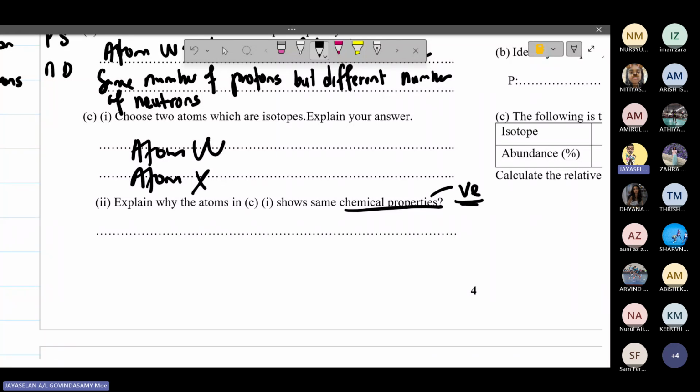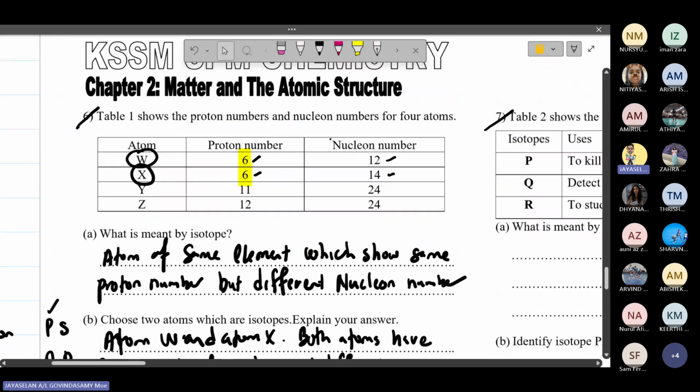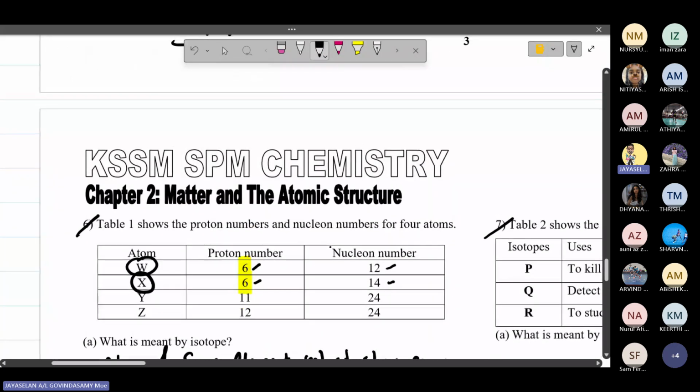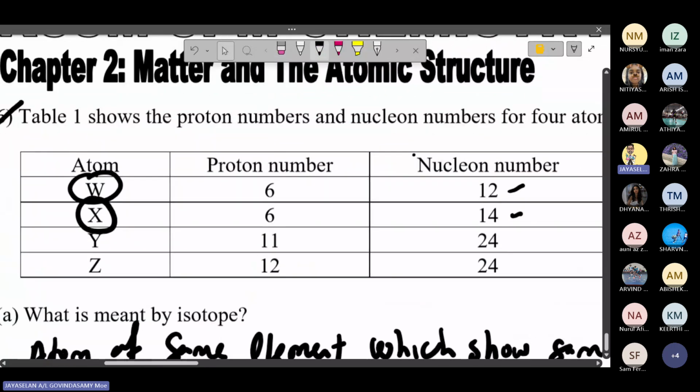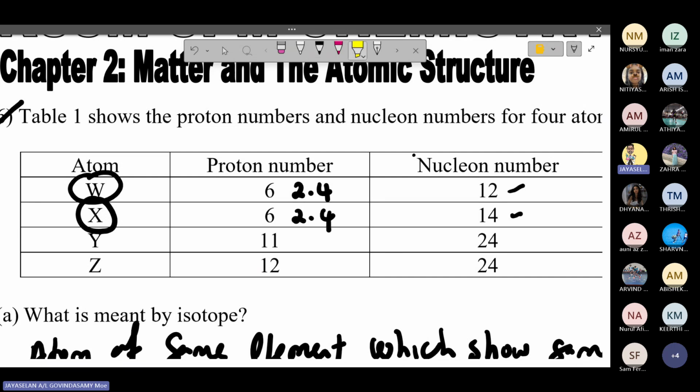A lot of students will put what? Both atoms show same proton number, therefore they have same chemical properties. Then you will end up with 0 mark. Please remember this one, 2.4. The chemical properties of an atom is determined by the valence electron, which is 4.